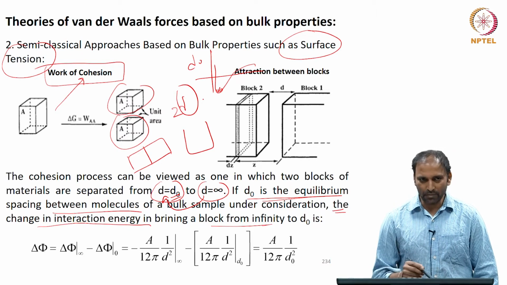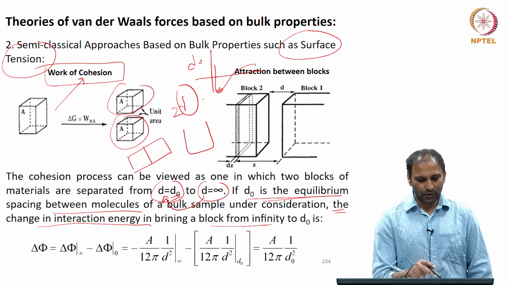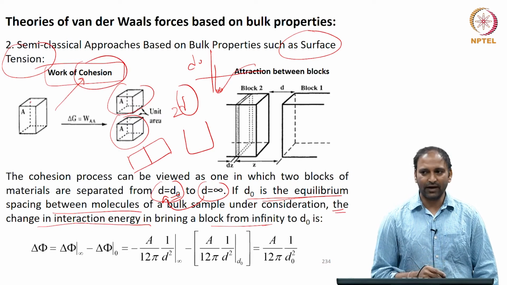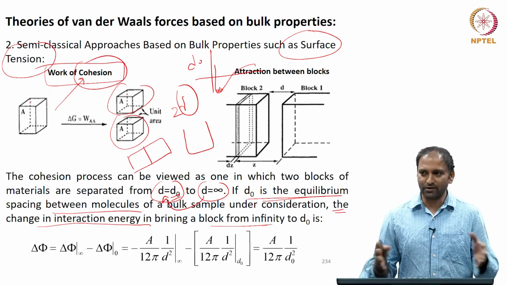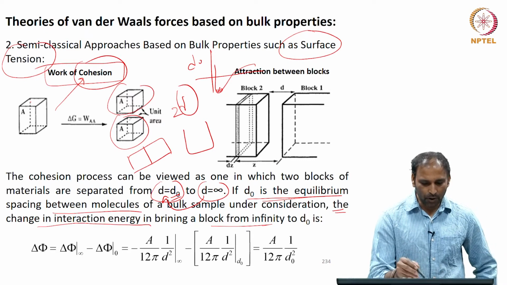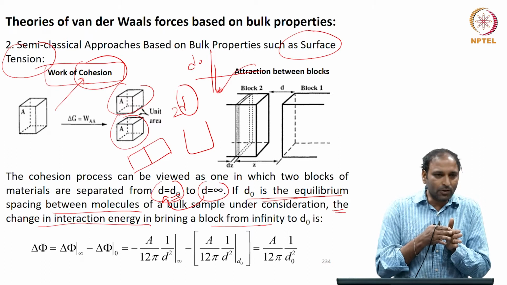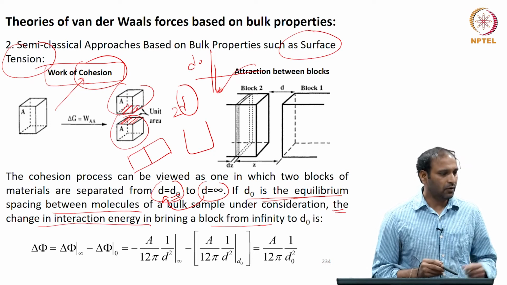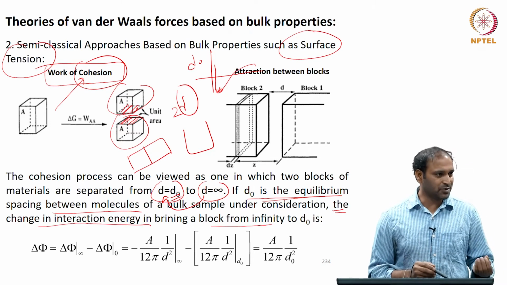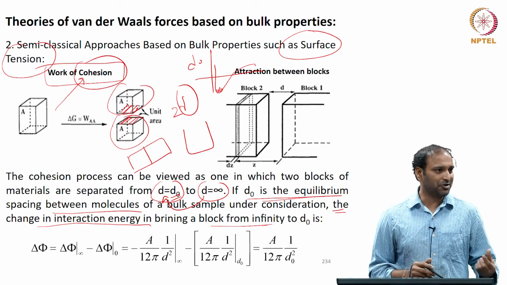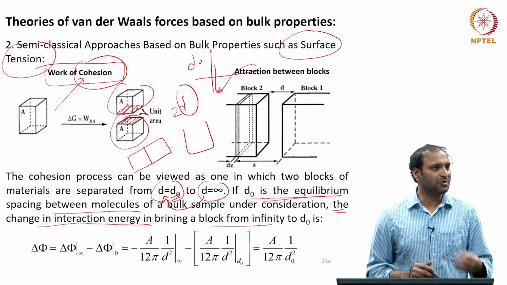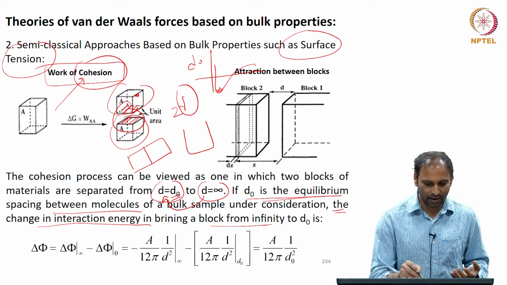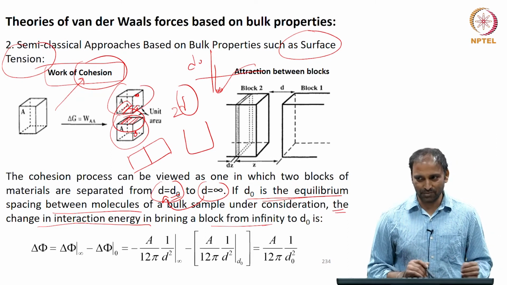Maybe let us put it this way. When this cohesion happens, it is a process of bringing two blocks together and then joining them. Now, if I think about what happens between the surface molecules on one block and the surface of the material on the other block, when you are joining them, in essence they were very far apart initially, and I am putting them together so that the separation distance becomes d naught. That separation distance is the same as the separation distance there and there. That is the concept.